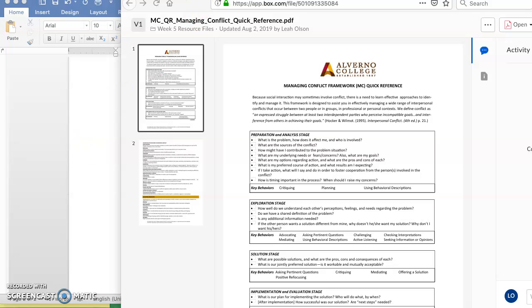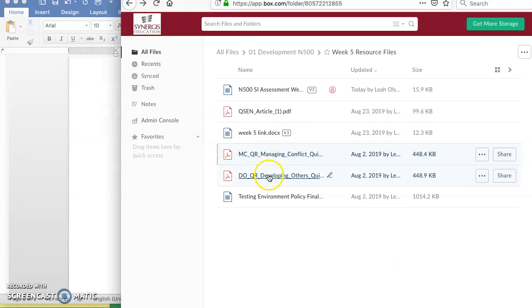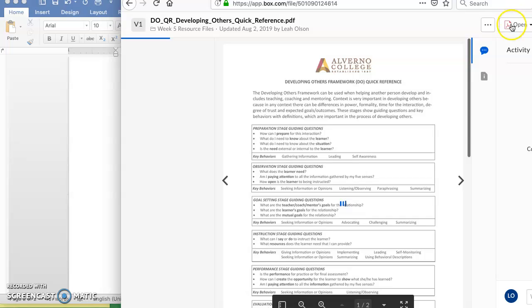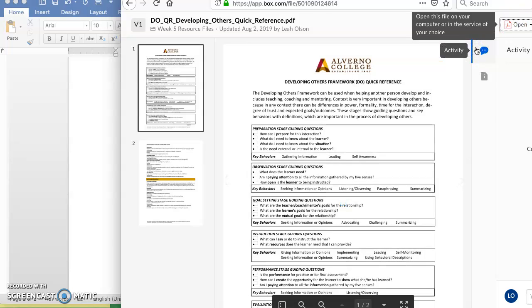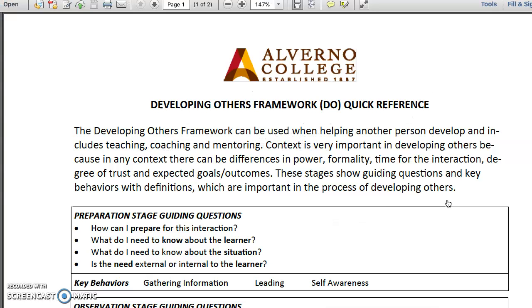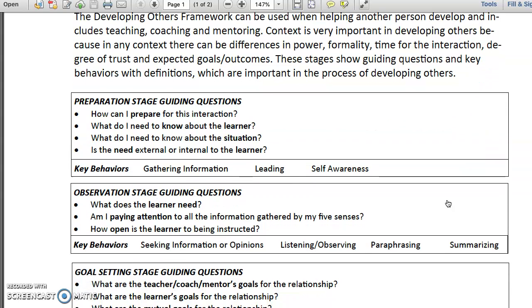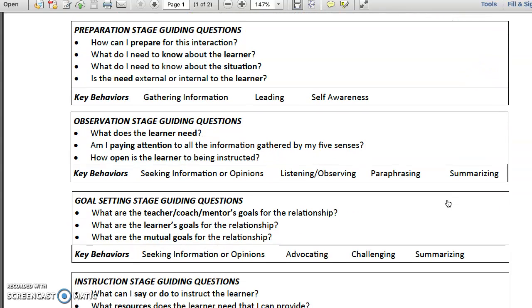All right, the other framework that I wanted to draw your attention to is developing others. And I want you to draw your attention to this not so much because we're developing one another, like that's not really the goal of this interaction. But as you are interacting, you may have opportunity to help those who either aren't speaking enough in the interaction or maybe are speaking too much.